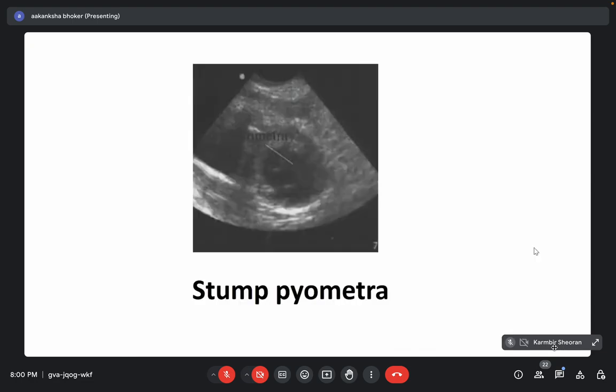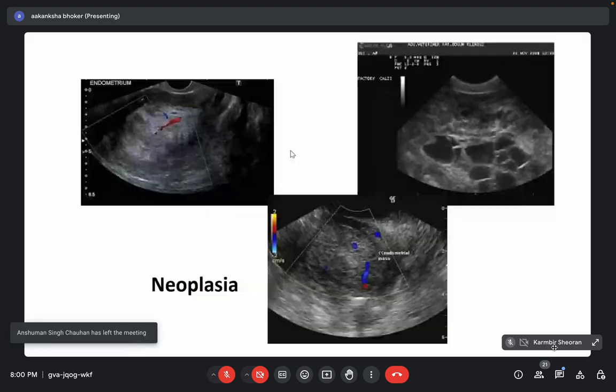Next, stump pyometra. If a uterine stump is left and some ovary is also left, then maybe there is some infection. At that time, accumulation within the stump starts. So at that time also, we can identify the stump below the bladder at its normal location, because the size of it will be enlarged, and this can be diagnosed as stump pyometra.